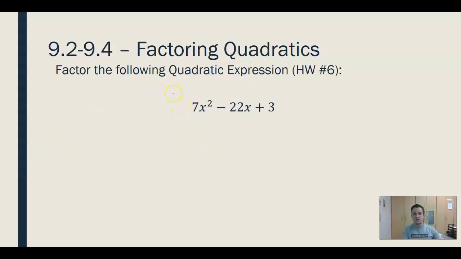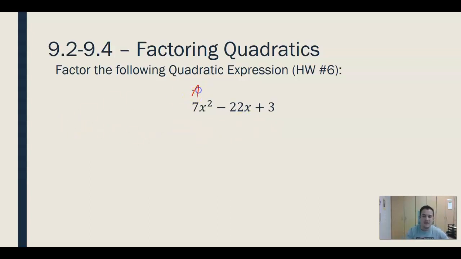7x squared minus 22x plus 3. Is there a greatest common factor? So I'm going to write this as the only number I can break out, 11 and 2. So I have 7 times x, 11 times 2 times x, and 3. There's nothing in common in any of those, so I can't take out a greatest common factor.